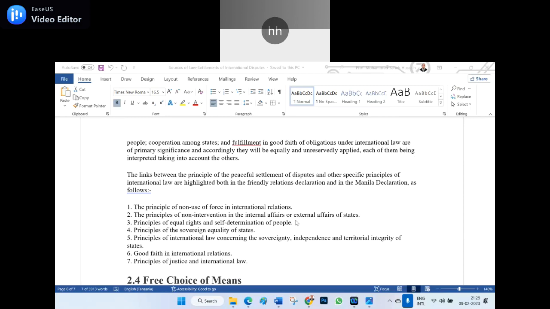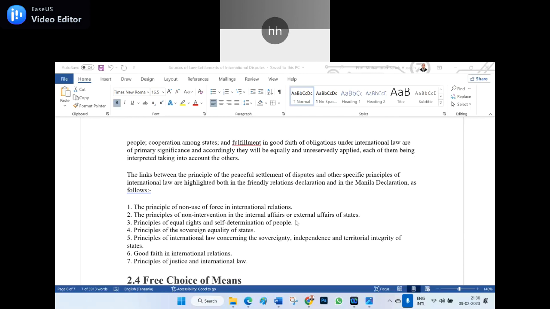And fourth, the principle of the sovereign equality of states. No state can encroach on the sovereignty of another state because each state is sovereign. And five, the principle of international law concerning the sovereignty, independence and territorial integrity of states. Yes, sovereignty should be maintained, independence of the state should be maintained, and territorial integrity should be maintained in resolving legal disputes between or among states.